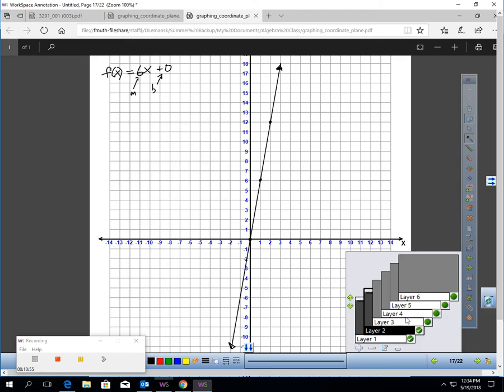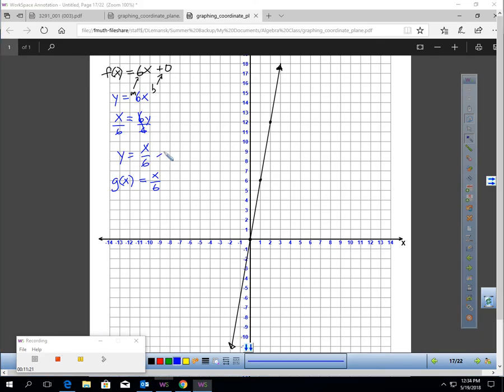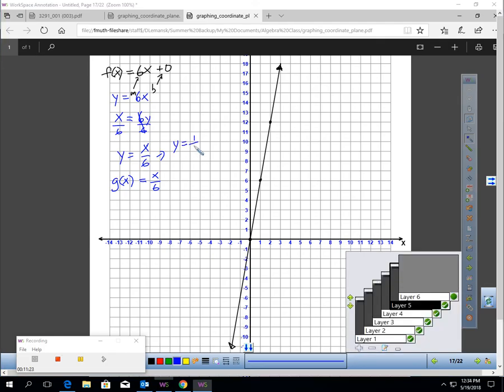Now I need to find the inverse function. So I start off by writing y equals 6x, flip the x and y around, so now I have x equals 6y. Solve for y, divide each side by 6, and y equals x over 6. Now this is in slope-intercept form. Okay, maybe I should write this down. This is saying I have y equals 1/6 x plus 0. So my y-intercept is 0 and my slope is 1/6.